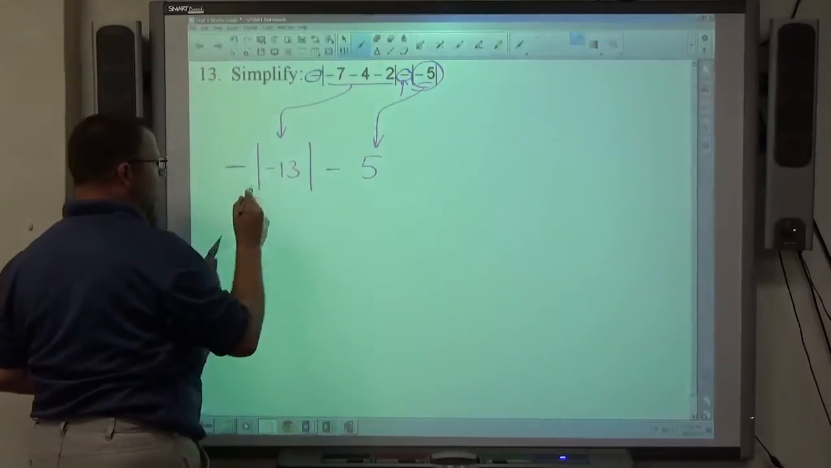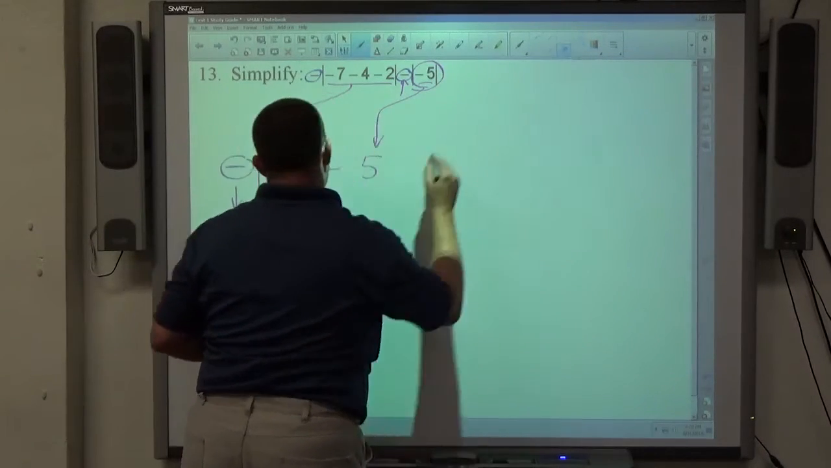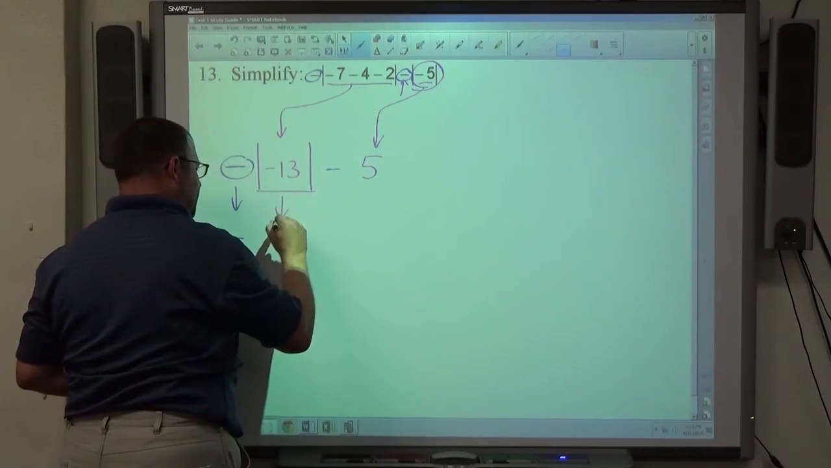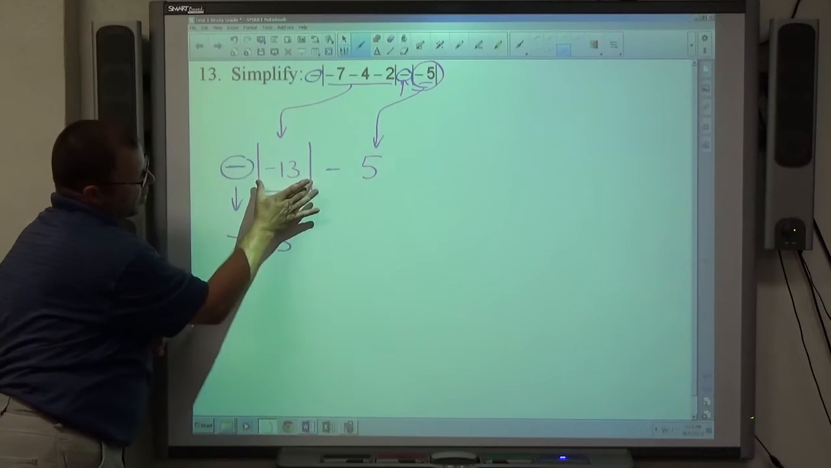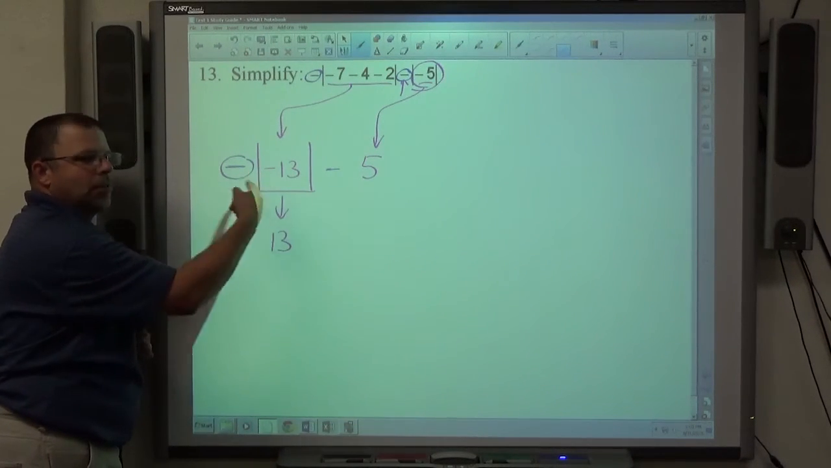Similarly, I got this minus sign right here. I'm just bringing it down. The absolute value of negative 13 is simply 13. So the absolute value bars made this become positive. This minus sign takes effect after the bars happen.